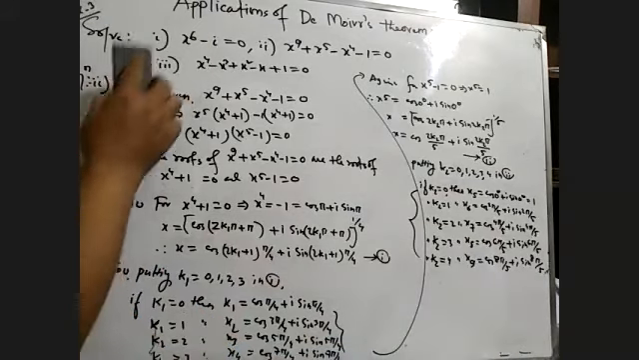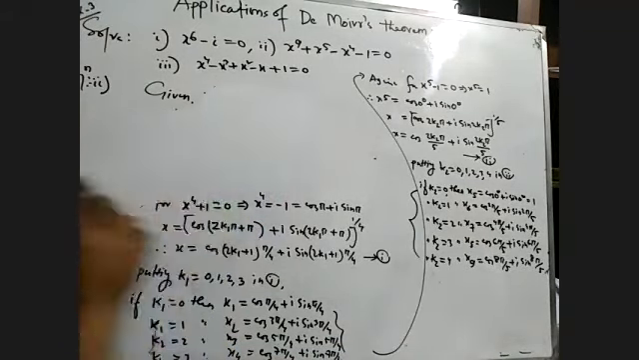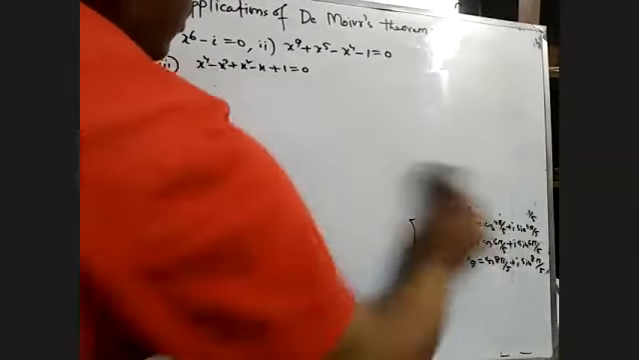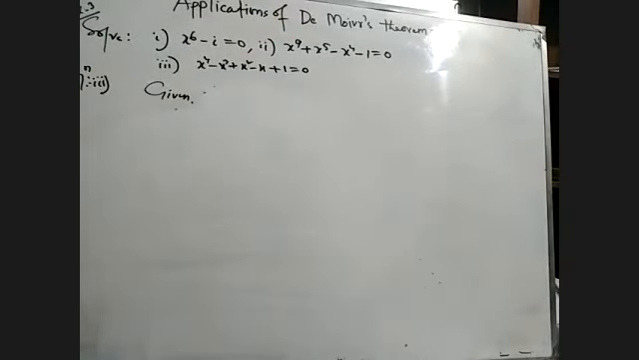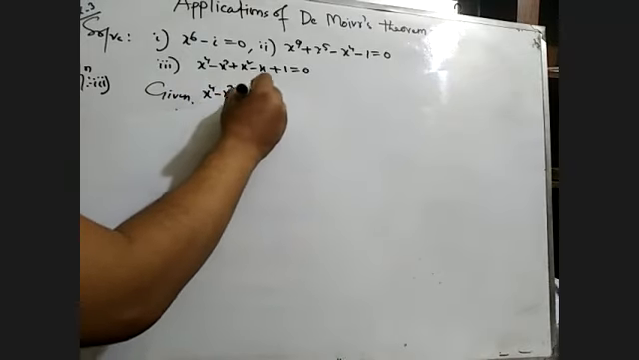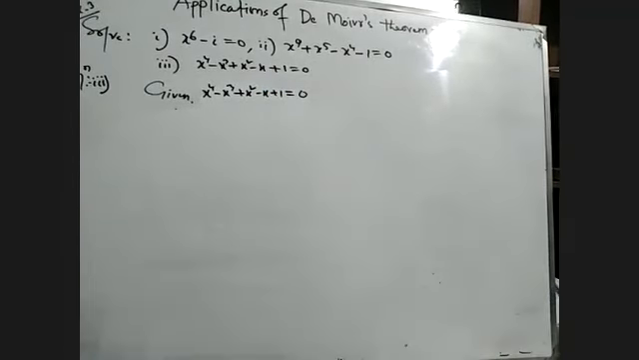Okay, now last one, number 3. Given x^4 minus x^3 plus x^2 minus x plus 1 equals 0. Actually, how many roots here? There are actually 4 roots. Highest power is 4, so it is a 4 degree equation.